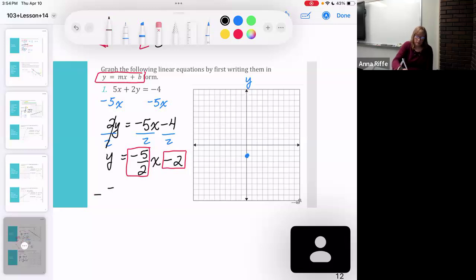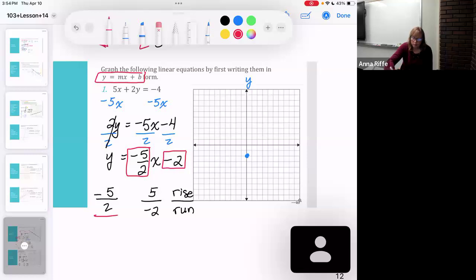And I can note that that negative sign can be applied to the top or it can be applied to the bottom. So I can do -5 over 2 or 5 over -2. Either way, that's a representative of rise over run. So change in the up and down direction over change in the left-right direction. I'm going to start at the 1 point that I know is on the graph at the y-intercept. And let's say we use this first form.